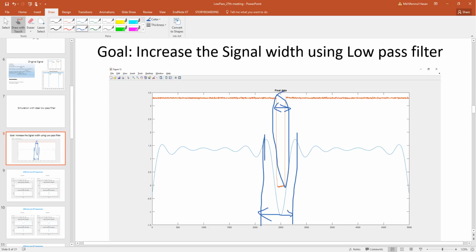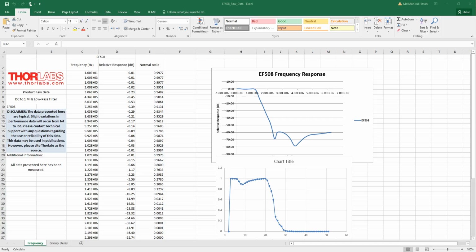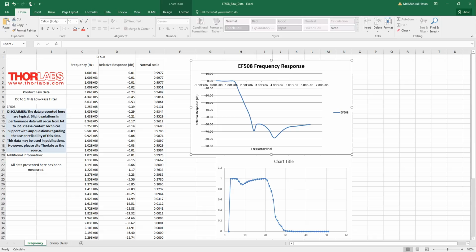To do that, we can use different types of low pass filter. For our case, we use the low pass filter that is sold by Thorlabs. The characteristics of the Thorlabs filter are something like this. This is the frequency response, and you can see the different frequencies here. The x-axis is the frequency, and the y-axis is the relative response in dB.